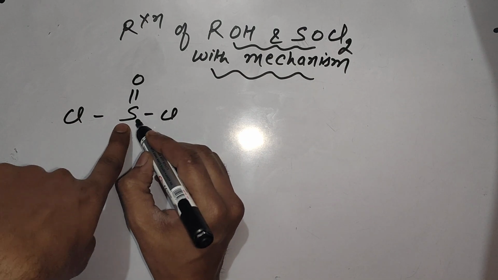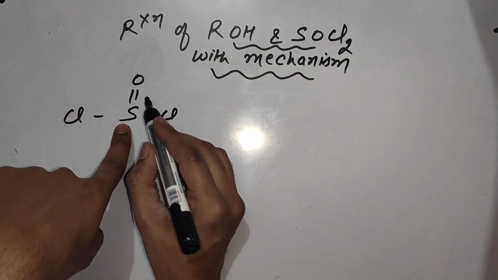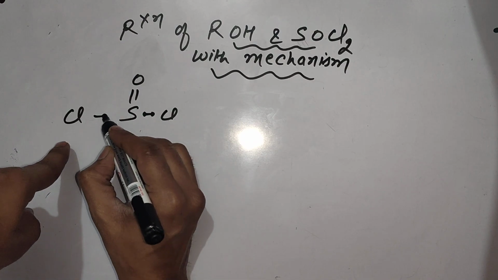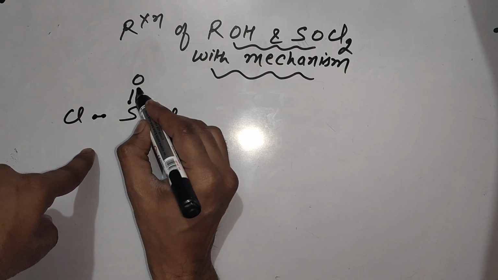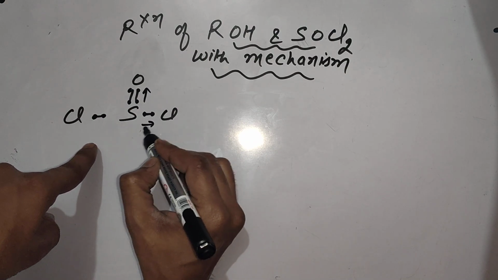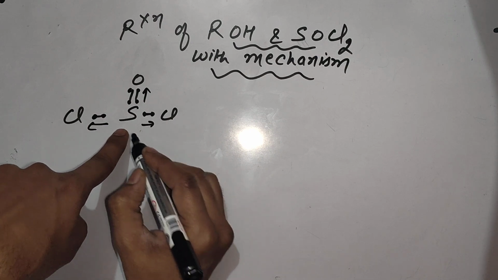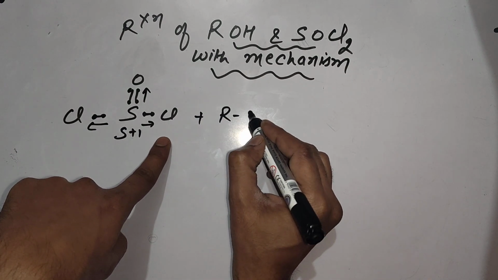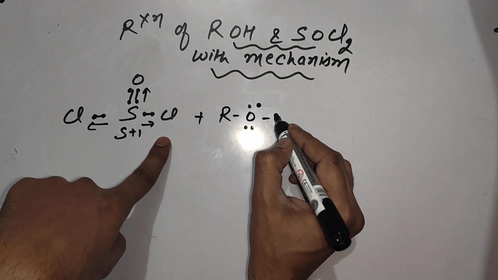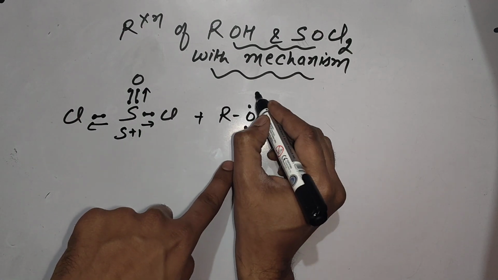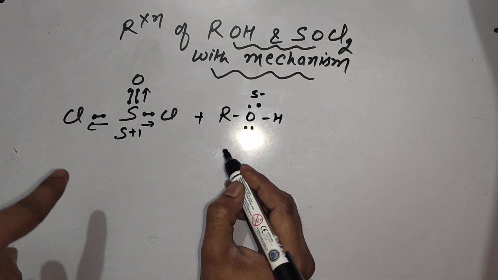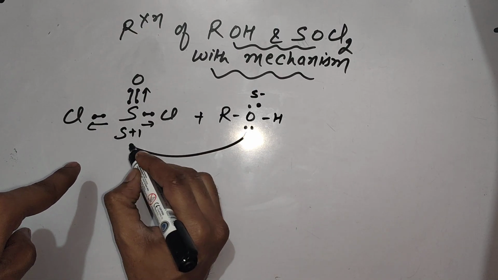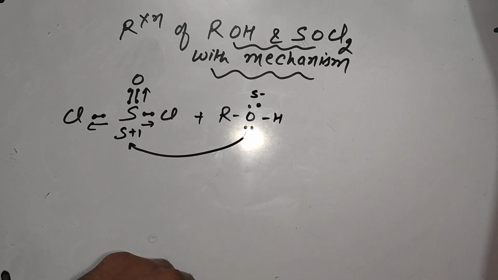Now sulfur electronegativity is less than both chlorine as well as oxygen. So electrons are getting shifted toward them, so sulfur is getting a positive charge. Alcohol is there, in which we know oxygen is carrying a negative charge due to very high electronegativity. That's it. It is going to attack on sulfur.